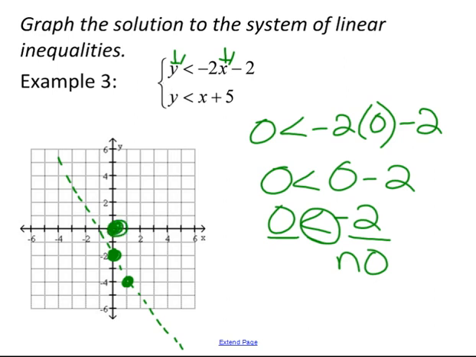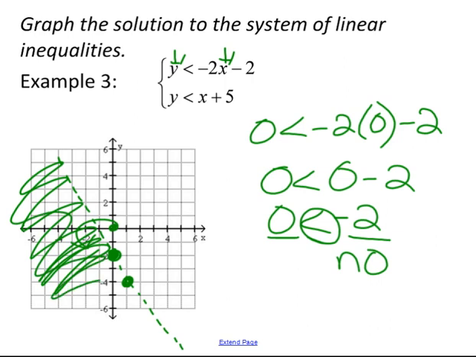So our test point was here, but that gave us a false, that gave us a no. So instead of shading covering this point, we have to shade on the other side of the line from that point. So opposite side of the line is over here. So here's where I'm going to be shading.